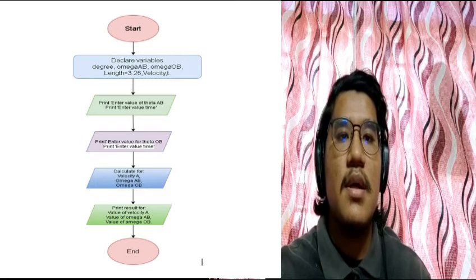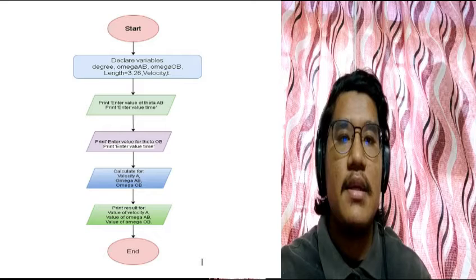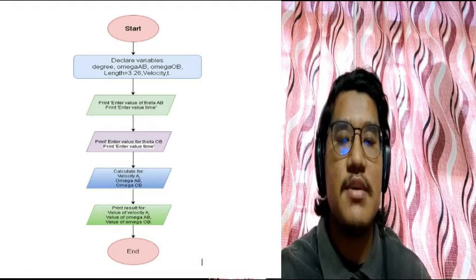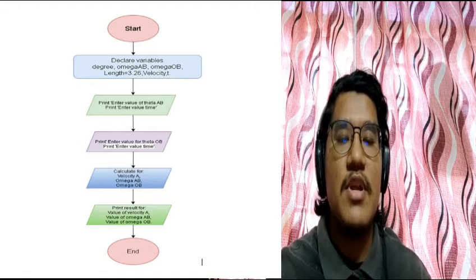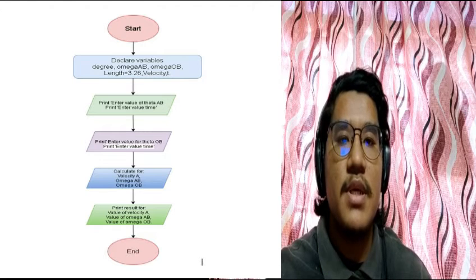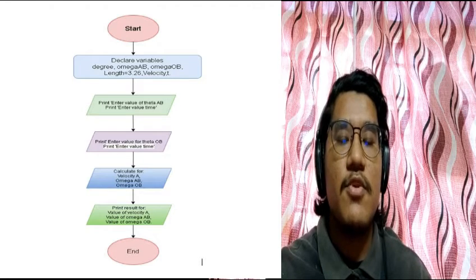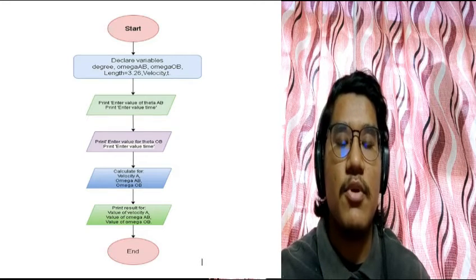Next, the program will run a calculation, and after the calculation is done, the results appear, showing the velocity of VA, the omega for AB, and the result for omega OB. And that's all for the explanation of the programming.